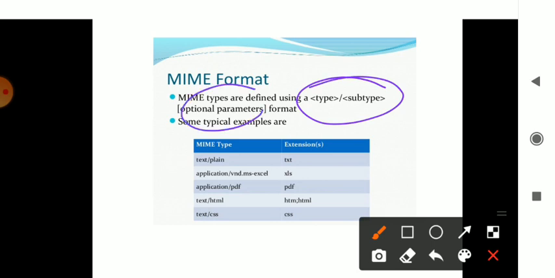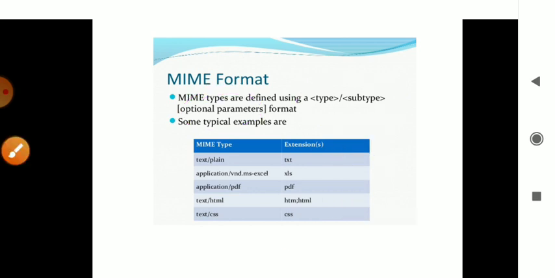Then there are the parameters, whichever parameters you are using. For the type and the extension, for example, a text type is given the extension txt, an Excel application file is XLS, a PDF has the extension PDF, and an HTML file has the HTML format. Then you have a cascading style sheet, which is in CSS format. All these are among the formats of MIME.